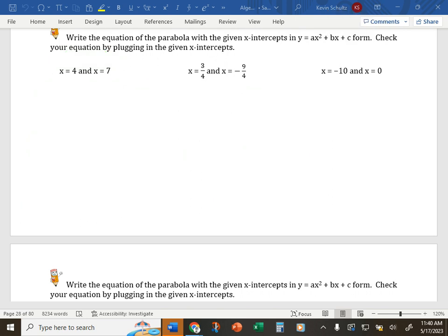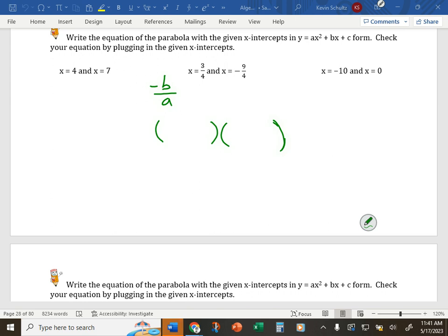Now, the next one here, x equals 3/4 and x equals negative 9/4. This one's a little bit tricky, but remember that negative b over a shortcut that we took before. What would these x-intercepts be in their original expressions? And you've got two options you can go with here. One, if you like fractions, you can go that route. The other, if you don't, you can go that route. Paul. Is it 4x minus 3?